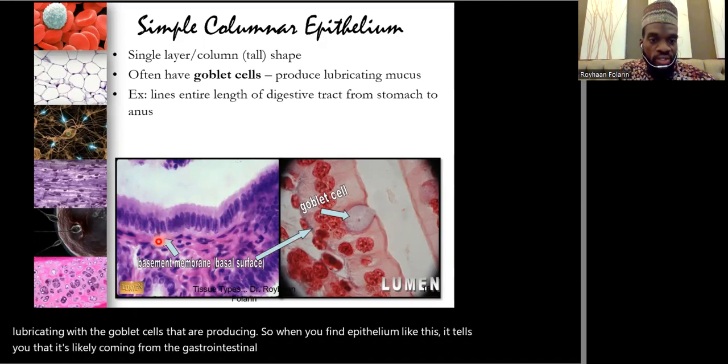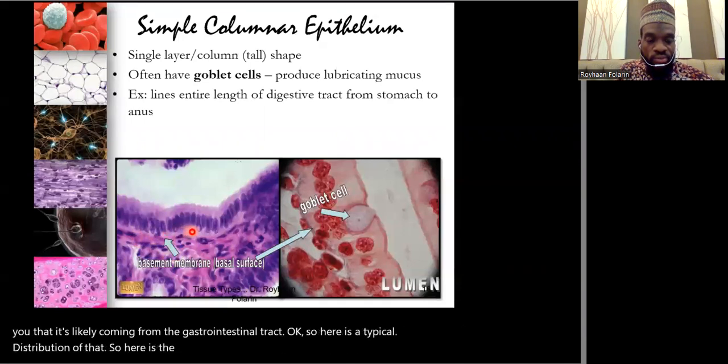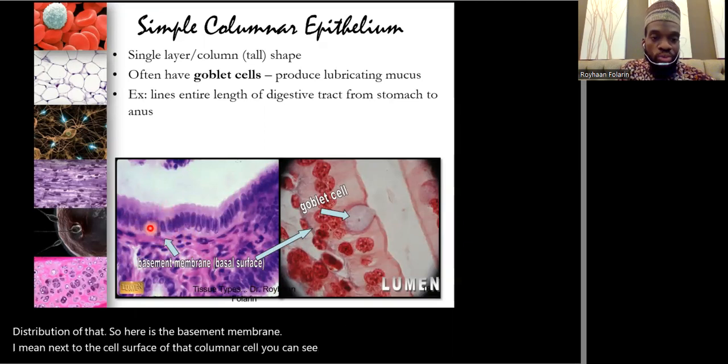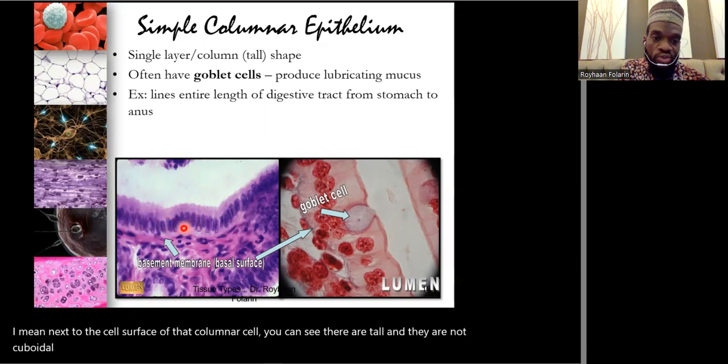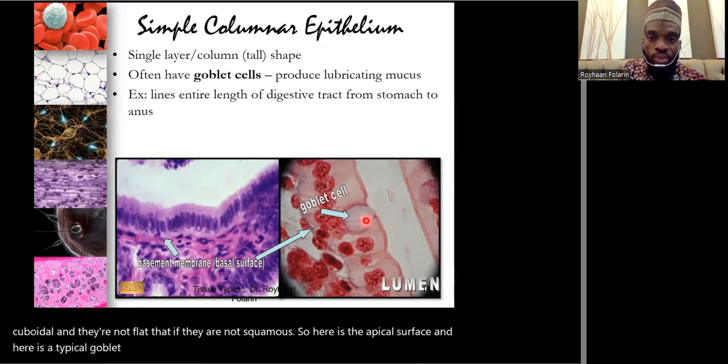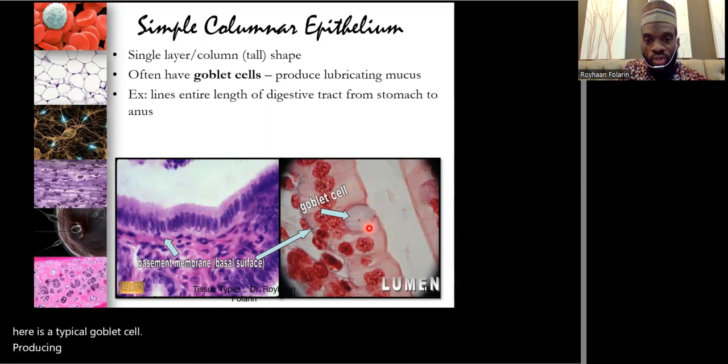Okay, so here is a typical illustration of that. So here is the basement membrane, next to the basal surface of that columnar cell. You can see they are tall, and they are not cuboidal, and they are not flat. That is, they are not squamous. So here is the apical surface, and here is a typical goblet cell producing the lubricating mucus for that peristalsis.